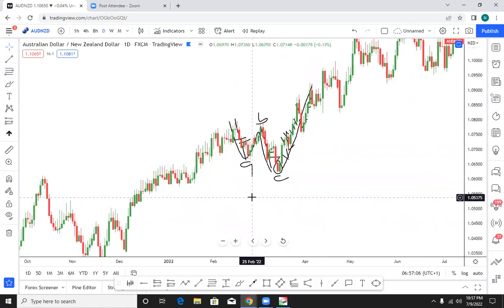Remember, every activity that ranges from the Asian session to the London session to the New York session is reflected in a single candle in a daily chart.